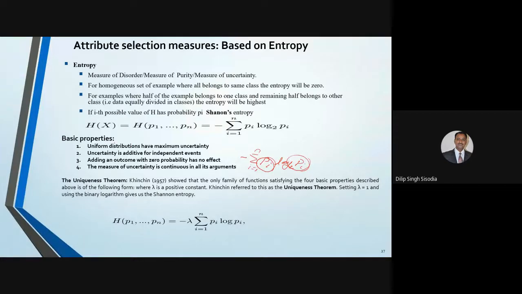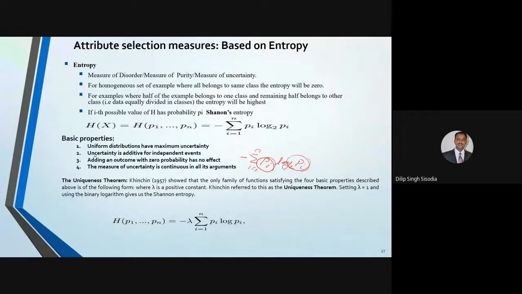So there are basic properties. I'll quickly summarize these basic properties. The Shannon entropy satisfies them. The first is that a uniform distribution has maximum uncertainty.